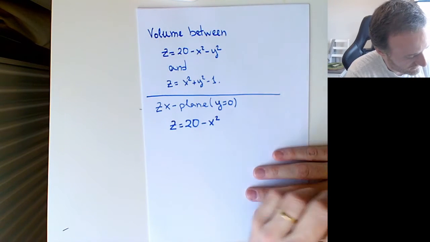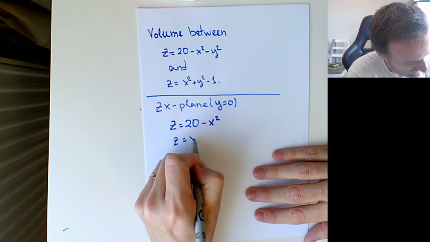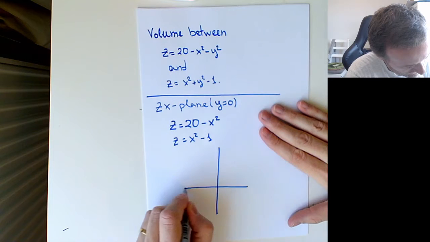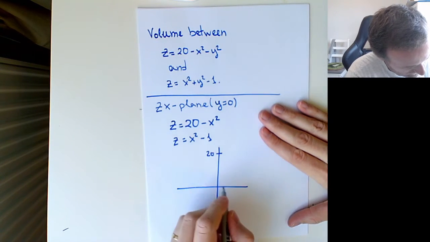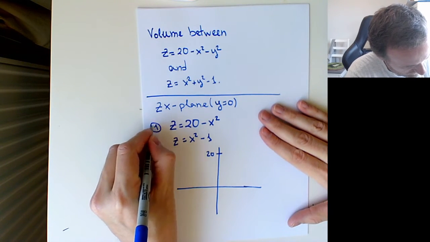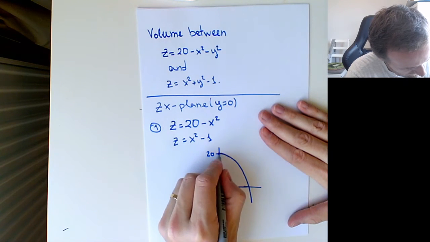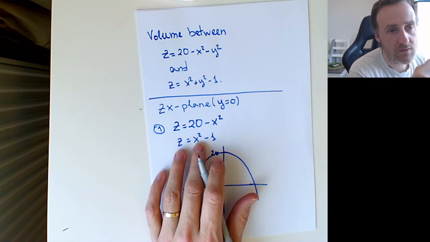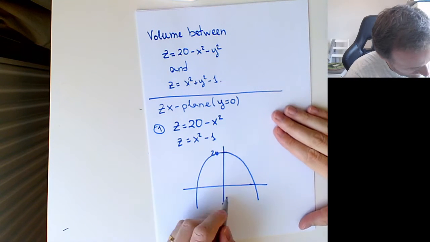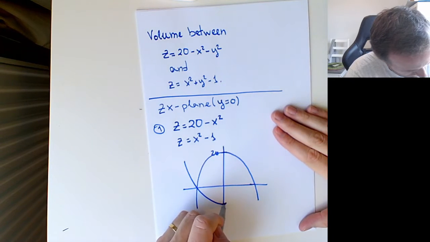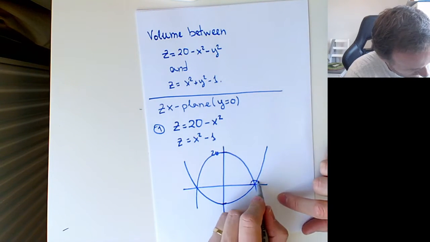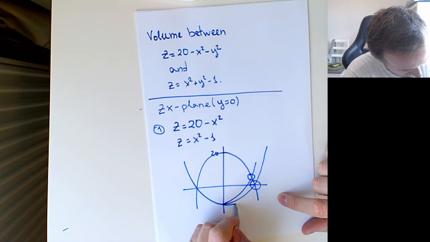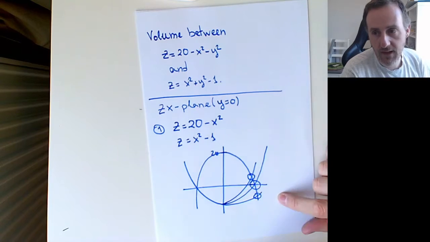If we set y equal to 0, the first paraboloid is this one, and the second one is this one. The first paraboloid has this shape. The second paraboloid, when x is equal to 0, has z equal to minus 1, and it goes up. We don't know if they cross here, or up, or maybe down, so that's something we should investigate.